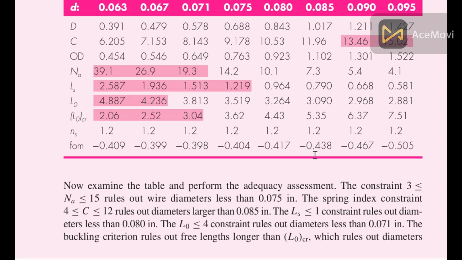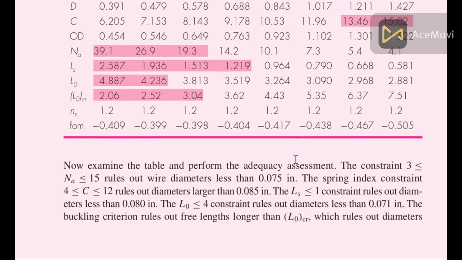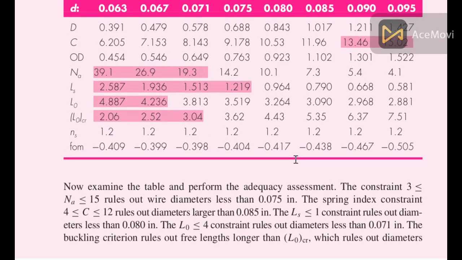Then we will come out with only two diameters. Then if there is any other constraint, check for it and select only one of them. So this is basically how to select the thickness of wire for the mechanical spring. This is basically the design of the mechanical spring from Mechanical Engineering Design by Shigley for mechanical engineers.